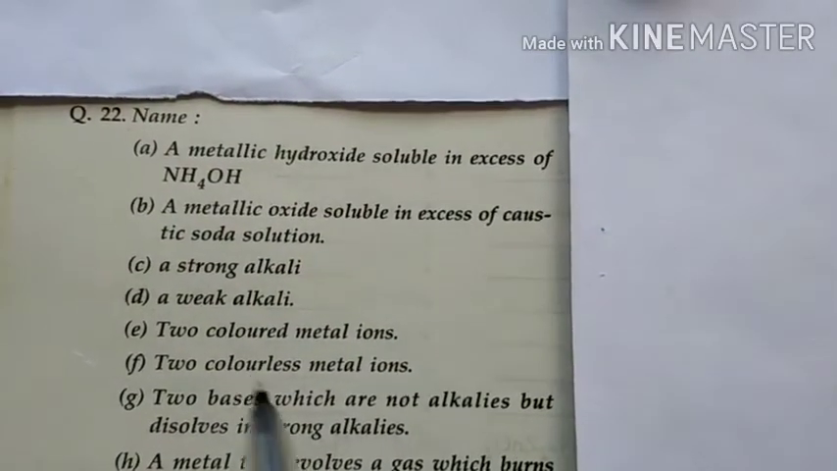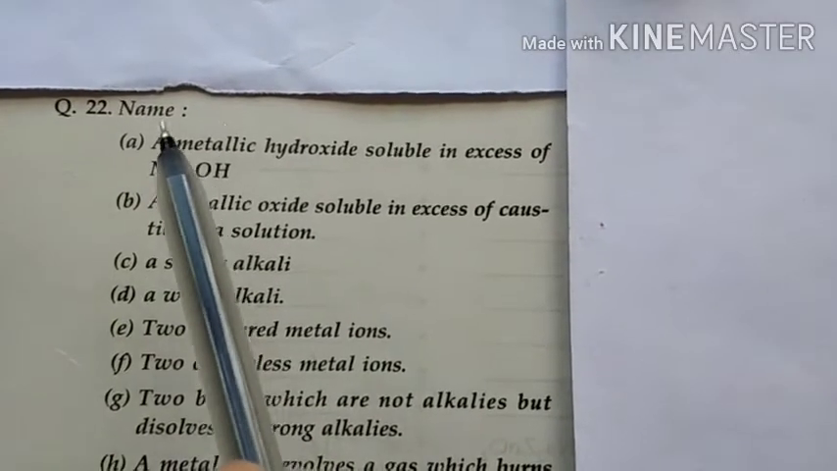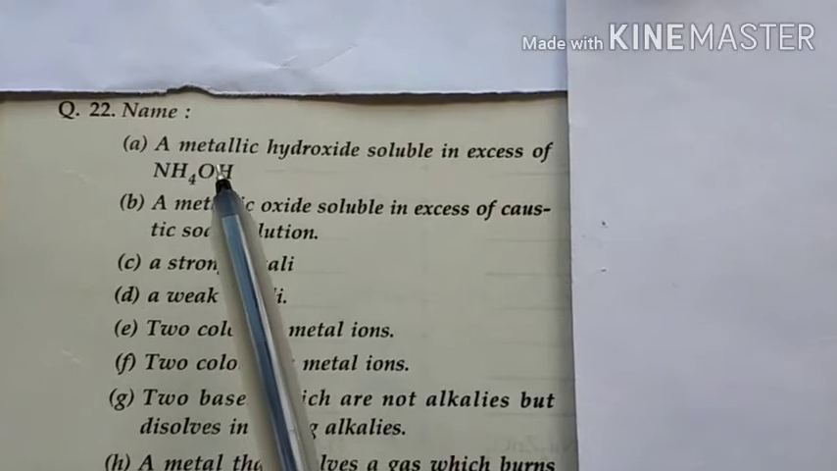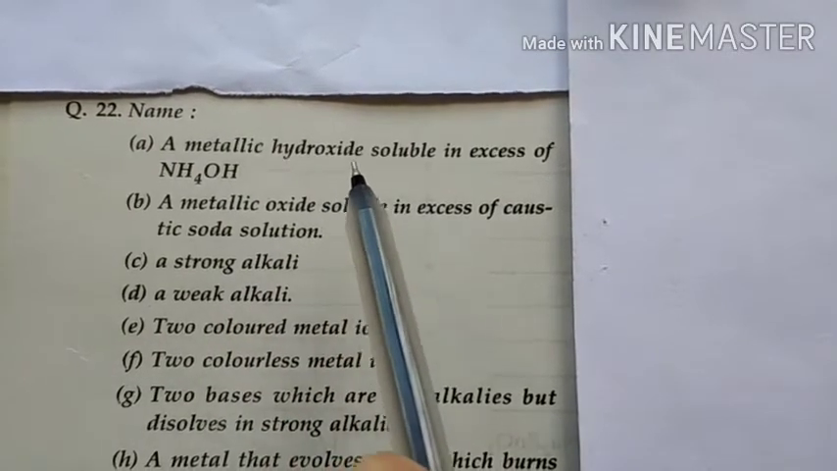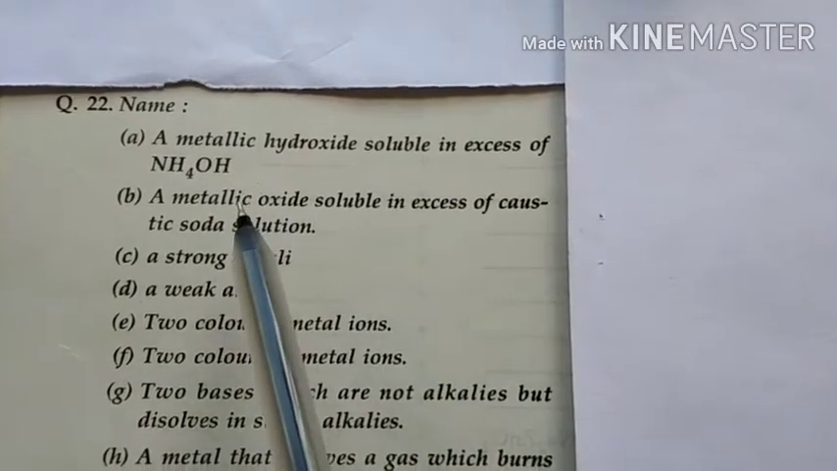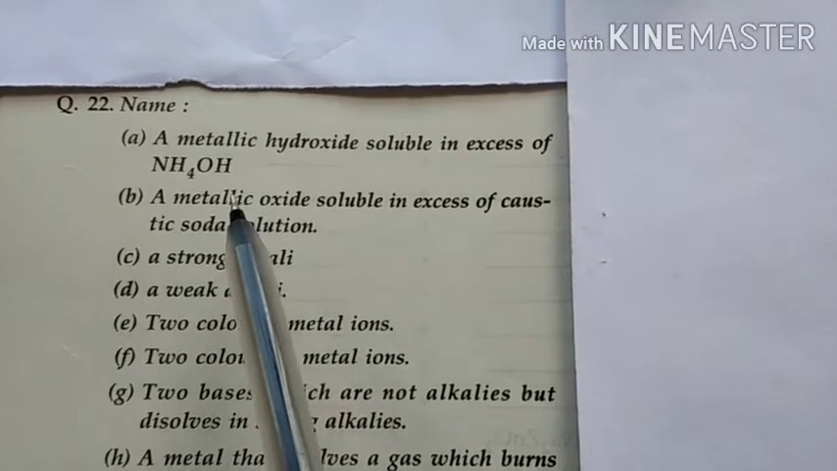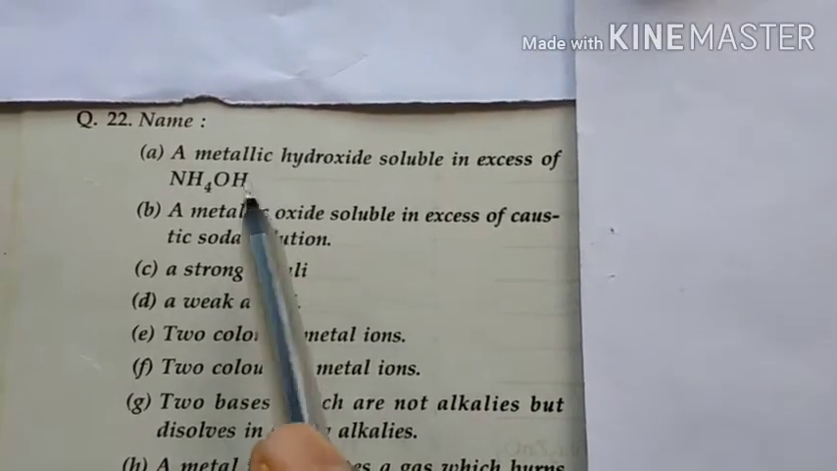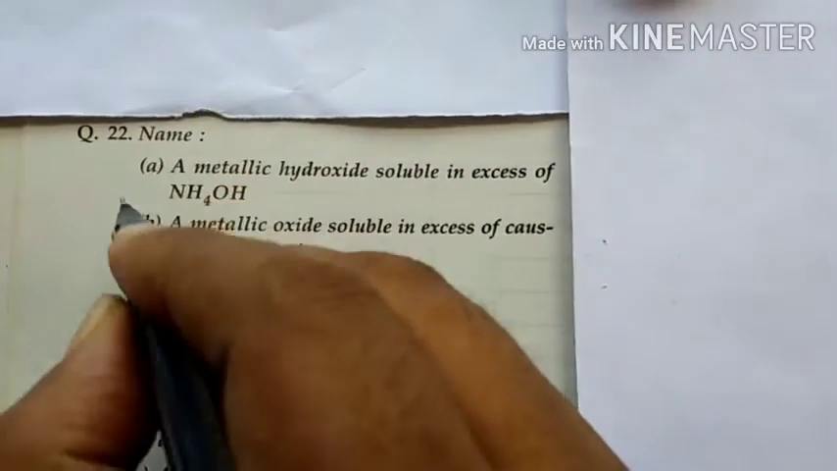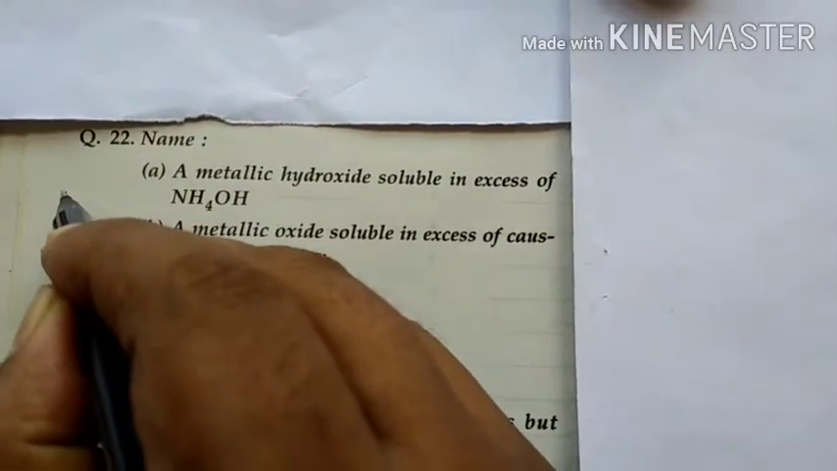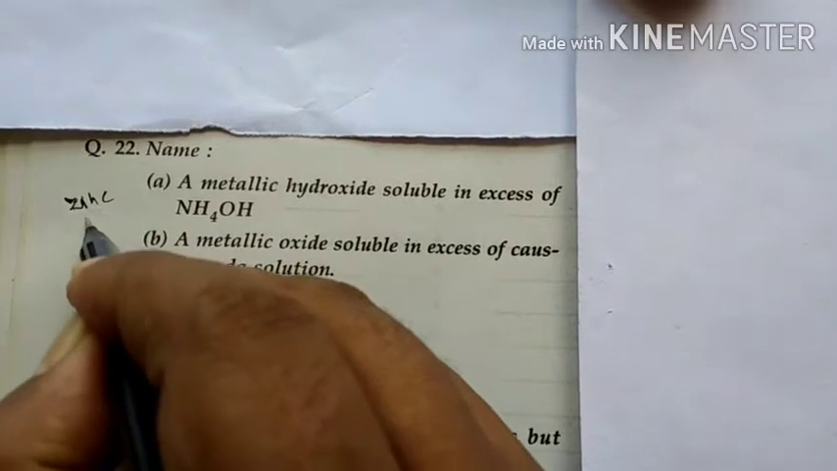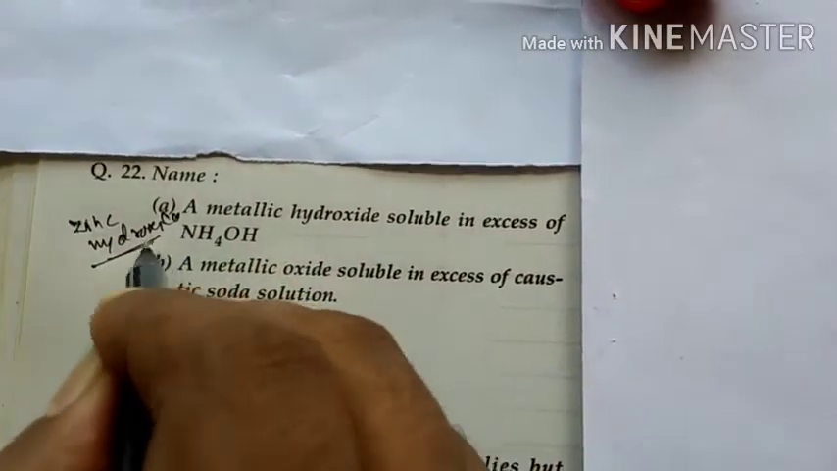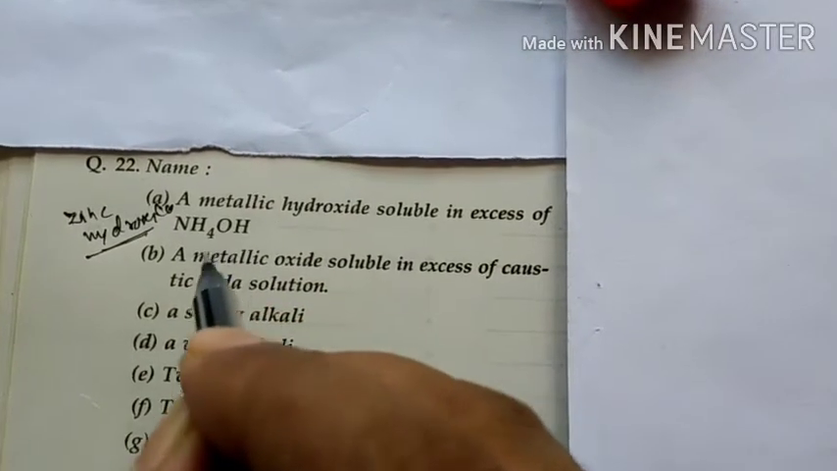Students, another type of question that is to come, name. So this type of question involves, say for example, a metallic hydroxide soluble in excess NH4OH. I've already discussed with you, the answer is zinc hydroxide. You have to write the name properly, so it should be zinc hydroxide. You shouldn't write Zn(OH)2.